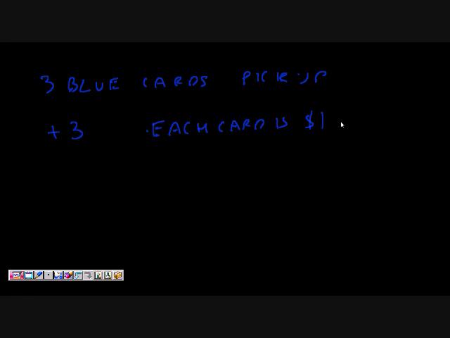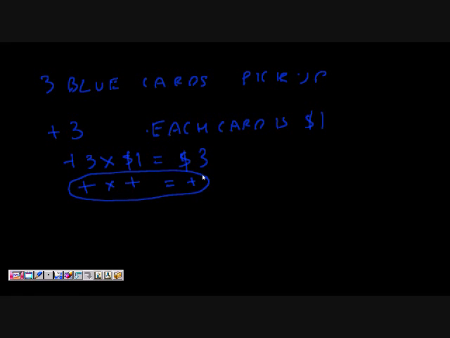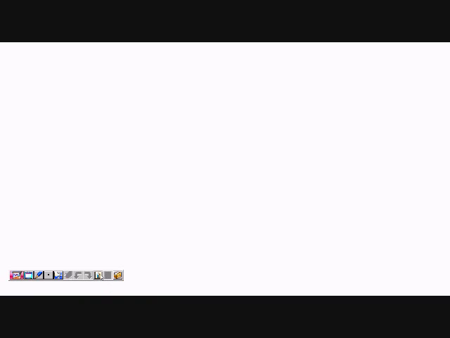So how do you represent that mathematically? You're picking up three cards, and each card is worth $1, so that will give you $3. As you can see, this is a positive number, and this is a positive number as well because you're gaining $1. This results in a positive number. So if you multiply a positive number with another positive number, you'll get a positive number. Okay, let's think of the second combination.